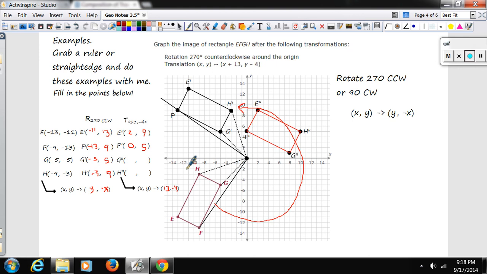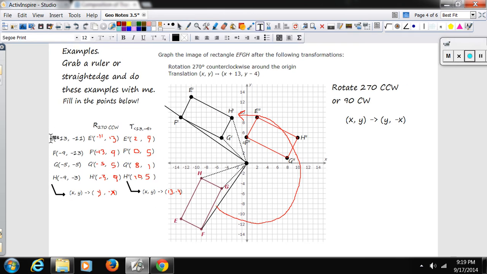Right there, 0, 5. And if I add 13 here, sorry, I'm going to get 8. And if I go down 4, I'm going to get 1. So 8, 1, there that is. And then if I go up 13, I'm going to get 10. And 10, I'm going to go down 4, I'm going to get 5. So there's my reflection. Now what happens if I wanted to go straight from E to E double prime?